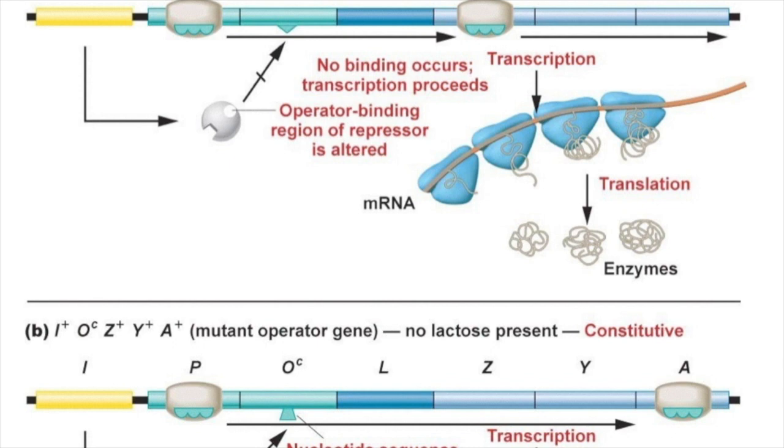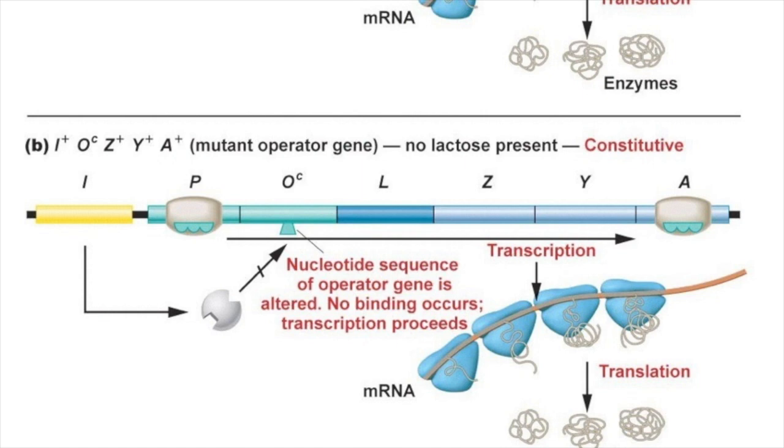Another mutation that affects the operator binding site for the repressor protein. So in example B here, we have a normal repressor gene. The repressor protein is normal and functional. There's no lactose in the system, and so that repressor protein is able to bind to the operator, but when it gets there, the operator binding site is not compatible with repressor protein, and so no repressor protein binds. There's no roadblock preventing transcription, and so transcription takes place, and we get, again, constitutive expression.